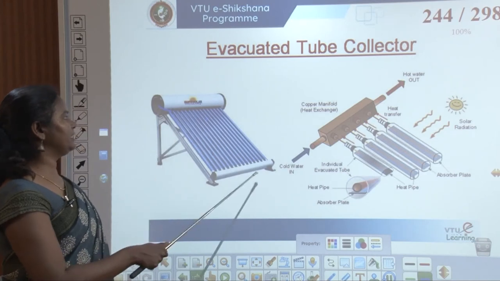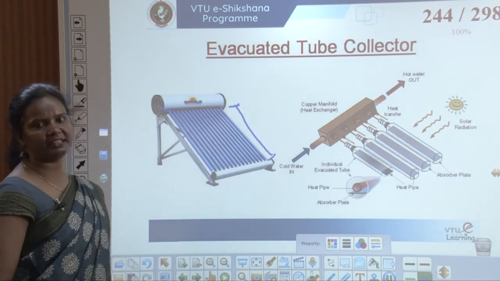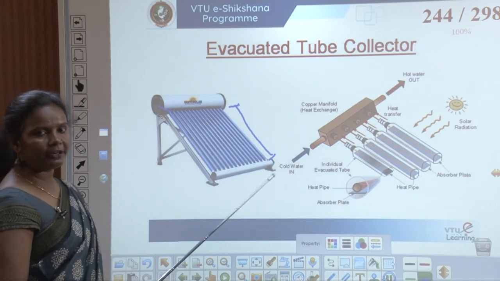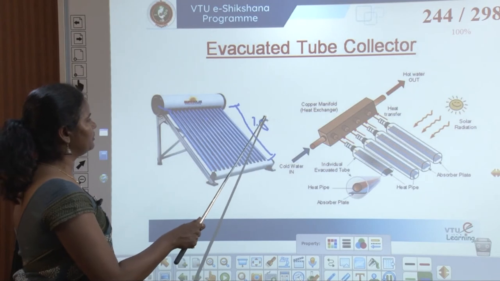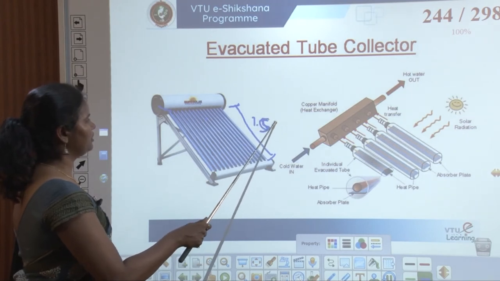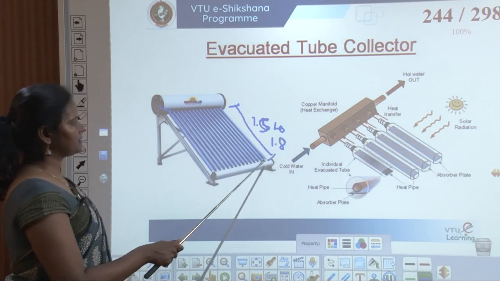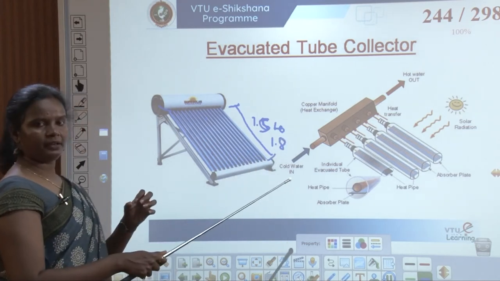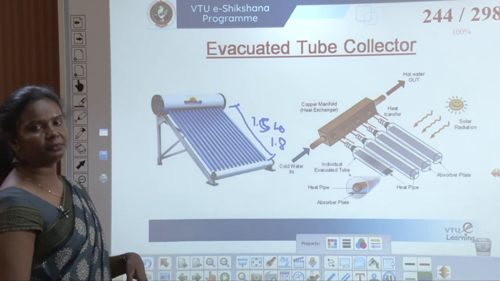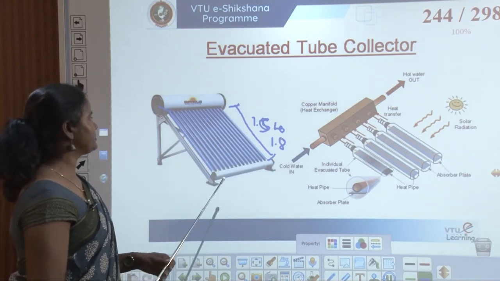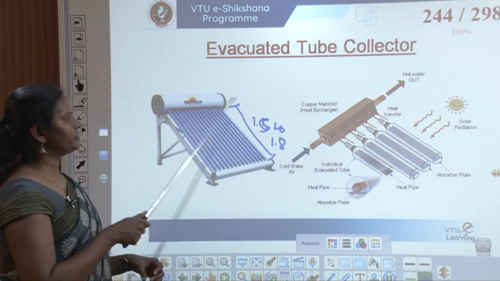The length could be 1.5 meters to 1.8 meters. The size of each tube could be 25 mm minimum to 30 mm maximum. So this can be directly connected to the water tank.